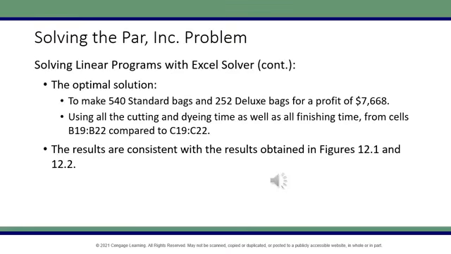The optimal solution from our solver analysis tells us: produce 540 standard bags. Produce 252 deluxe bags. This generates a maximum profit of $7,668. The solution shows we're using all available cutting and dyeing time, as well as all finishing time, as we can see by comparing cells B19 to B22 with C19 to C22.